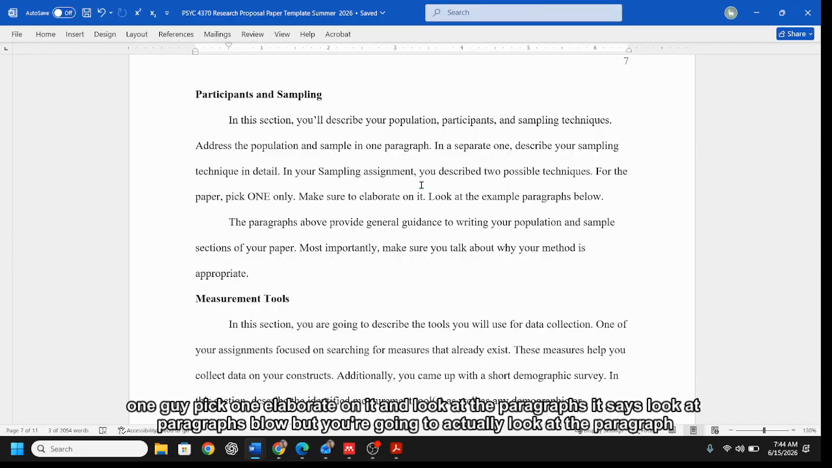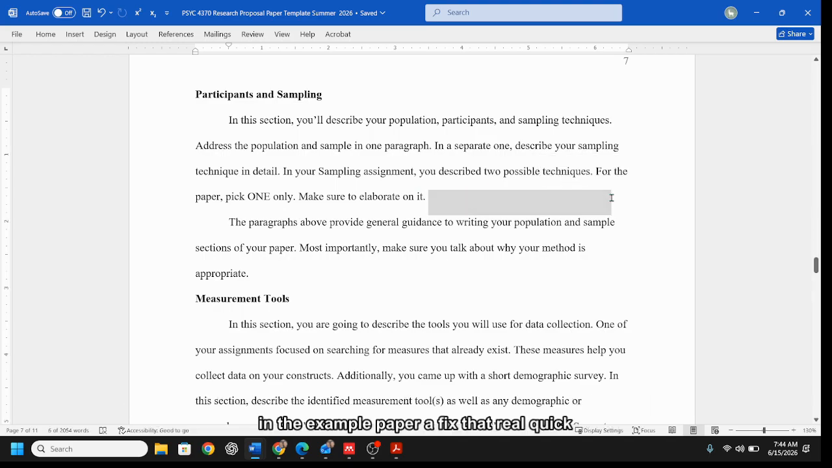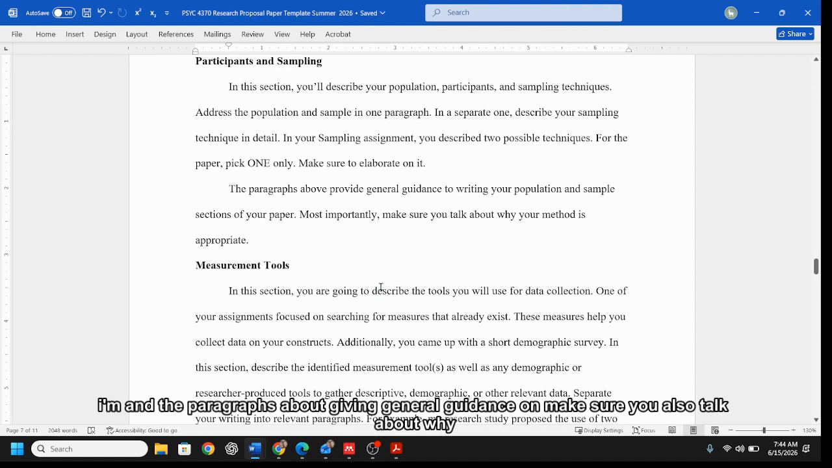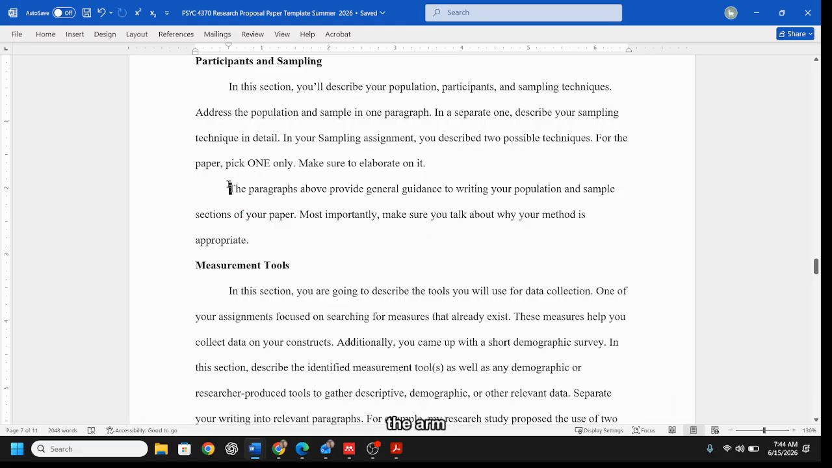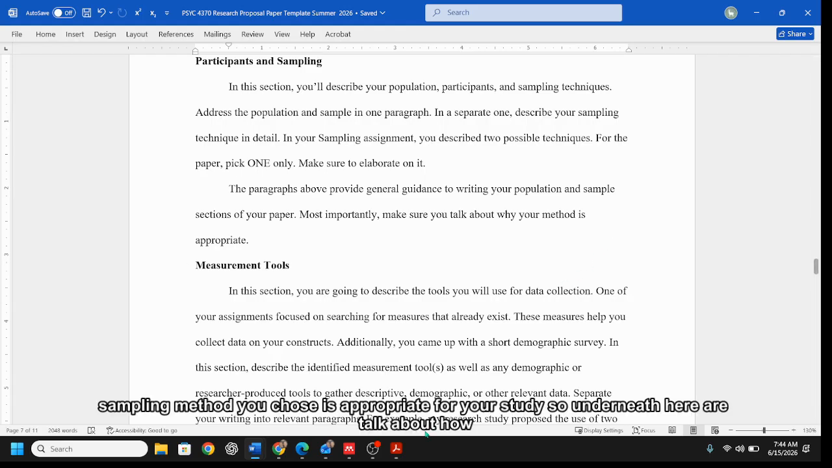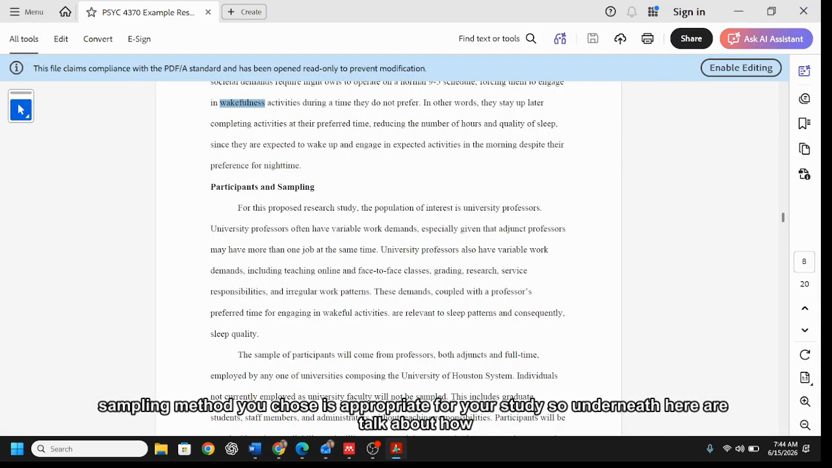Pick one, elaborate on it, and look at the paragraphs. It says look at the paragraphs below, but you're going to actually look at the paragraph in the example paper. So let me fix that real quick. And then the paragraphs above give you general guidance. Make sure you also talk about why the sampling method you chose is appropriate for your study.